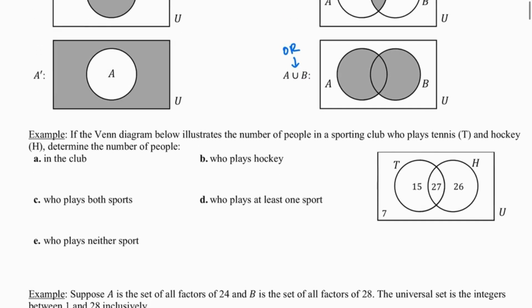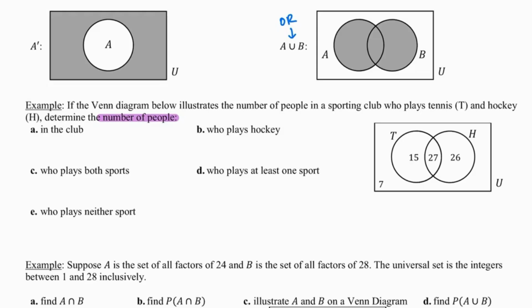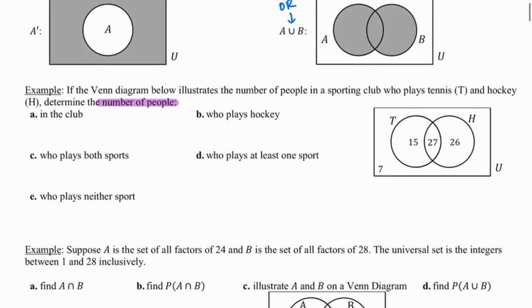So sometimes we will ask you questions about finding the number of things that are in a certain scenario. Later on, we'll talk about probability. So how do we determine the number of people that are in the club? Well, all of this universe is the people in the club. We have tennis players, we have hockey players, and then there's 7 out here that's neither a tennis player nor a hockey player. So if I were to add all of those numbers up, the 7, the 15, the 27, and the 26, you end up getting that there are 75 total people in this club.